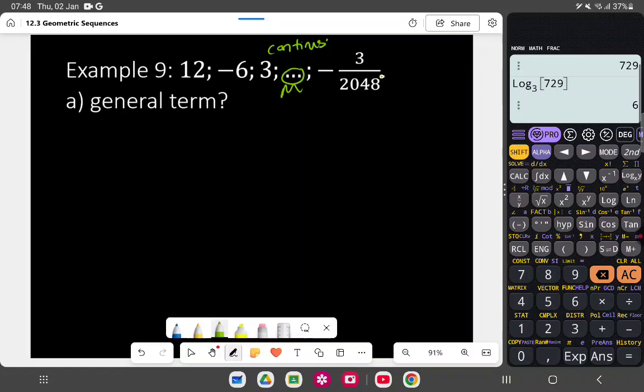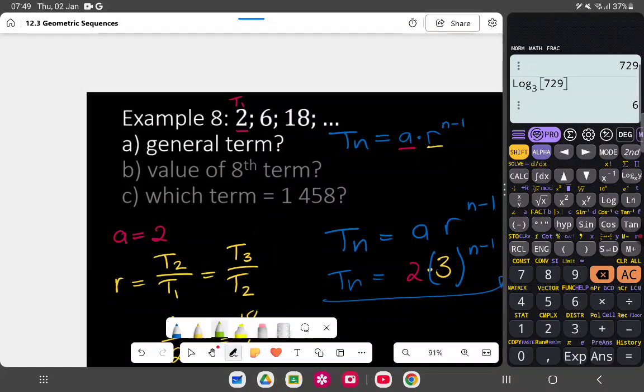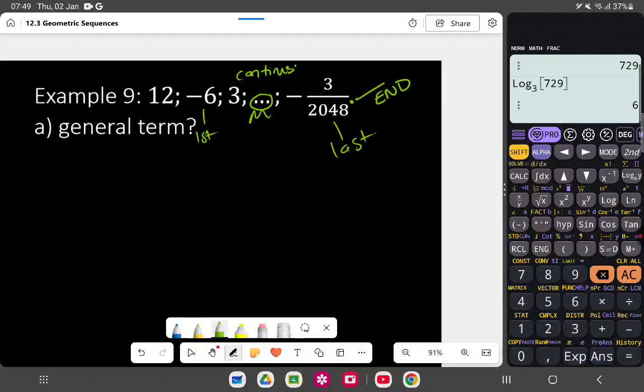The second thing I want you to see is this period or full stop at the end. This marks the end of the sequence. So what does this mean? It means that we know the first value, and we know the last value. Whereas if we look at example number 8, there was an ellipsis, but we did not know the end because the end was not given. So the difference between example 8 and example 9 is that example 8 tells you the first few terms, whereas example 9 tells you the first few and the last one.